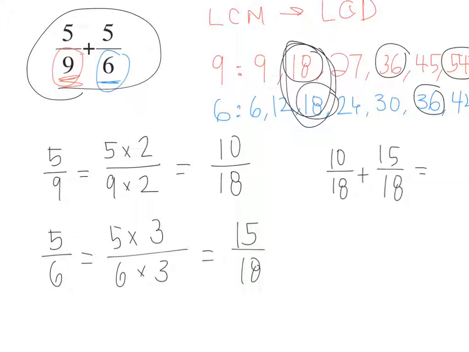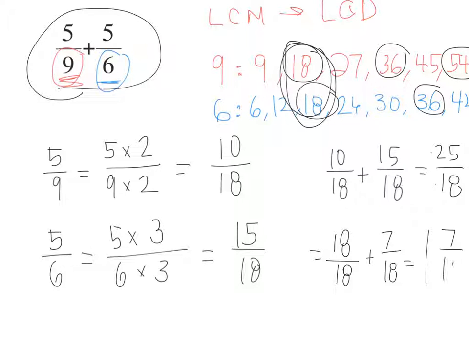If I have 10/18 and I add 15 more 18ths, how many 18ths do I have? 25/18. Now, is this fraction in simplest form? No, because the numerator is greater than the denominator, so we call that an improper fraction. What that means is I can separate out 18 of those 18ths. And how many 18ths would I have left? 7/18. So what this equals is 1 7/18.